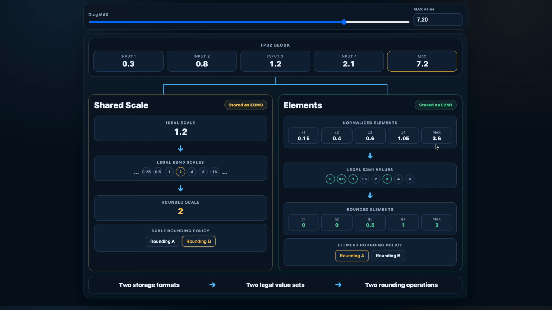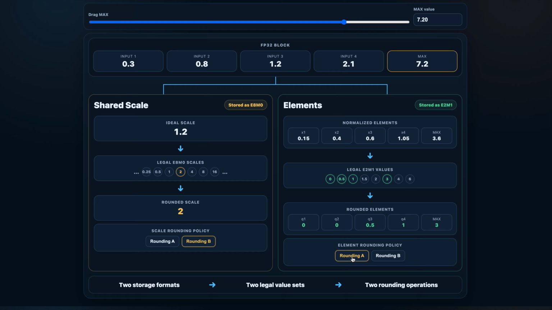Now that's not the end of it. That's just the normalized value in high precision. You now have to consider what the element format is. The element format is E2M1, so therefore you have to round down to the element format. In the E2M1 element format, these are the only legal values. I'm just looking at the positive side to simplify this example, but the same applies on the negative side. So on the positive side, you have 0, 0.5, 1, 1.5, 2, 3, 4, 6.